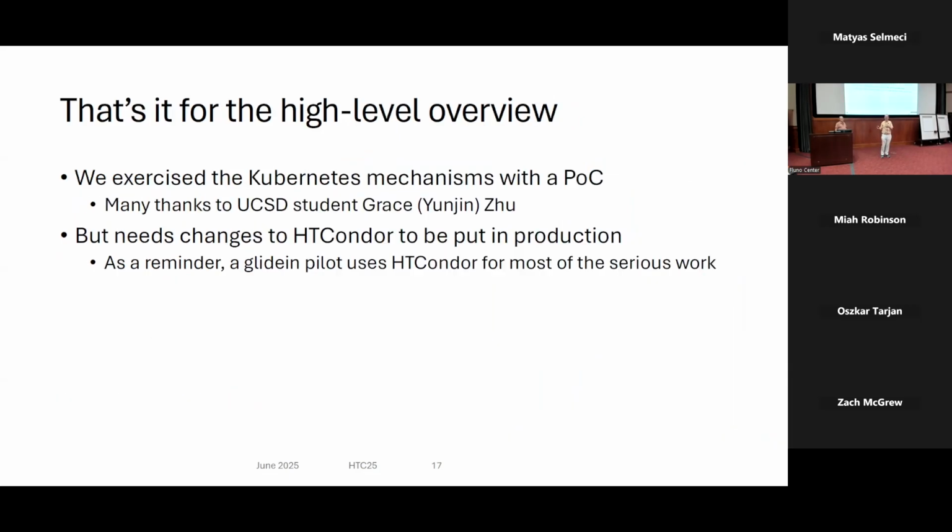Of course, there are changes that need to happen in Condor because Condor doesn't work this way right now, but we believe all the mechanisms you need are in there. It's just a matter of implementation. And I would like to thank a student of mine, Grace Union Zhu, who made a prototype with just a bunch of bash scripts to validate that all those mechanisms actually work the way we think they do.